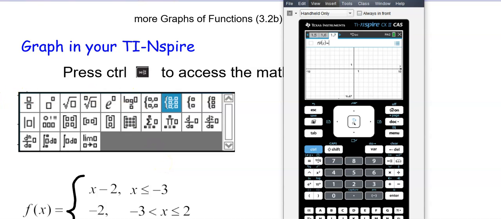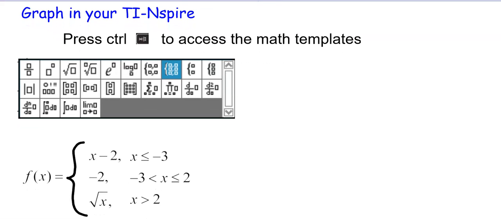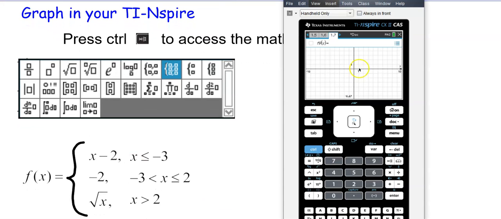Okay, so today we're going to learn how to graph piecewise functions in our TI-Nspire. So let's look at this one. This has 3 pieces to it. So I'm going to click the key next to number 9. It's the template key. And I'm going to go to, let's see, I believe it's that one.